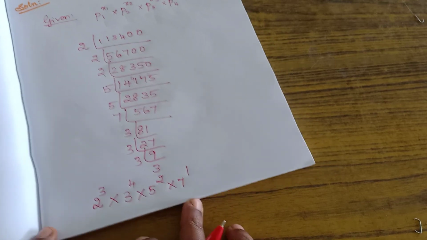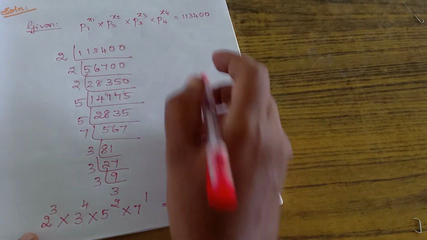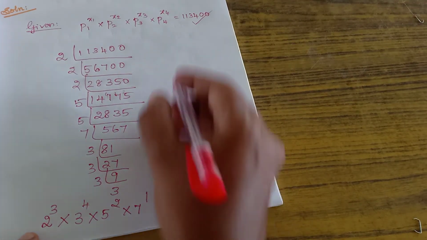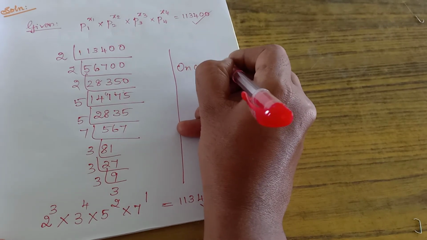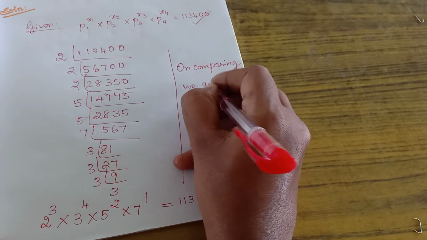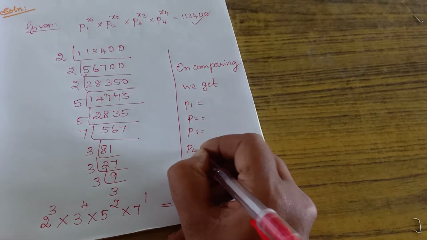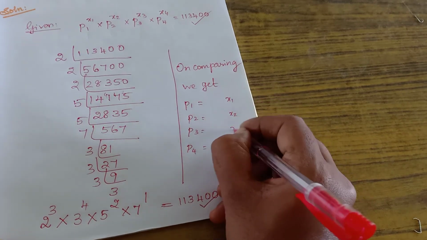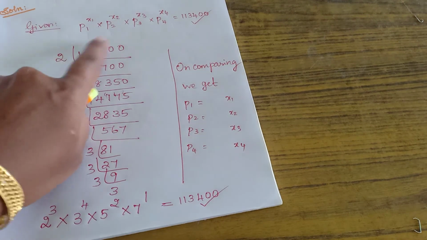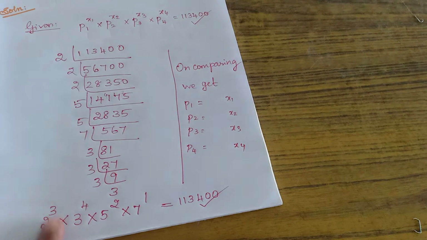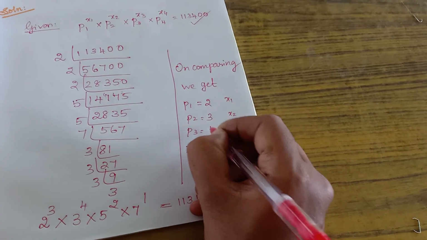The power numbers are integers. That's no problem. Which is equal to this one. Then compare this statement and this. What is the answer we are getting? So on comparing, we get P1, P2, P3, P4. Similarly, x1, x2, x3, x4 also we need to write. What are P1, P2, P3, P4? The base numbers. Here P1, P2, P3, P4 are the bases. So P1, P2, P3, P4 are 2, 3, 5, 7.